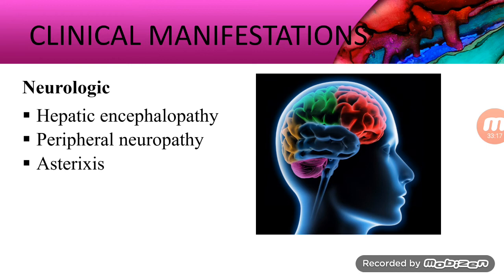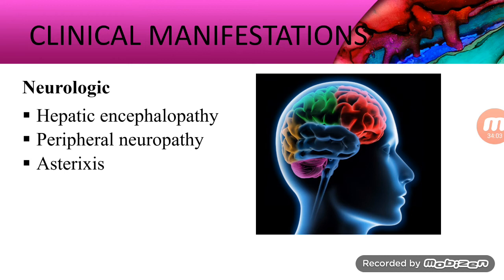Hepatic encephalopathy is nothing but loss of brain function due to the damage of the liver. Why? Because if the liver doesn't remove the toxins from the blood circulation, then obviously it will affect the brain also. So due to the improper functioning of the liver, it cannot remove the toxins from the blood. Due to that, loss of brain function will be there. So that is known as hepatic encephalopathy.